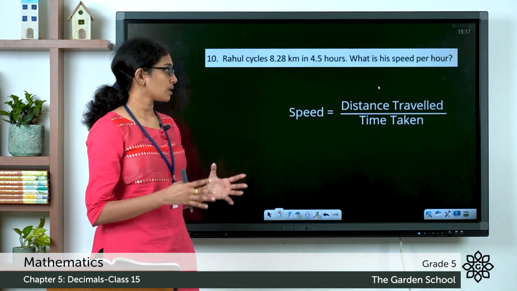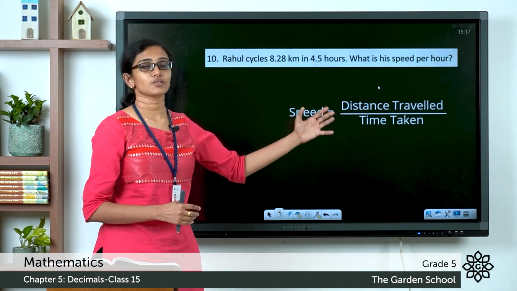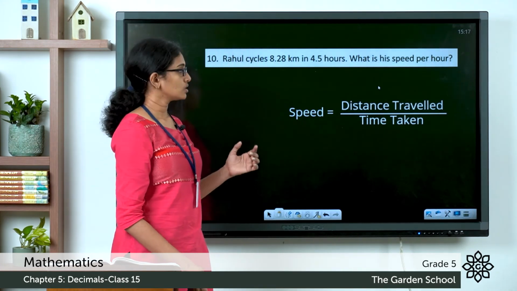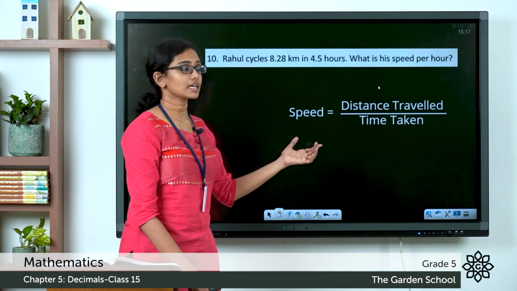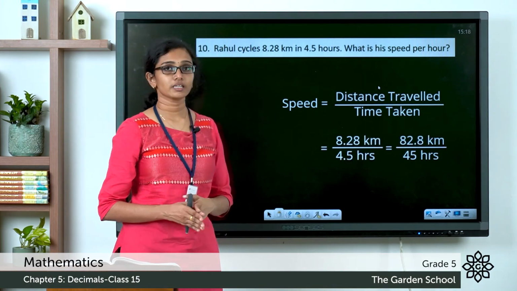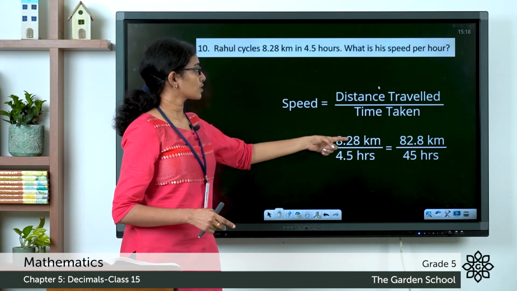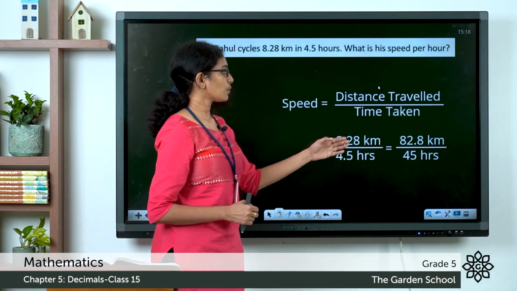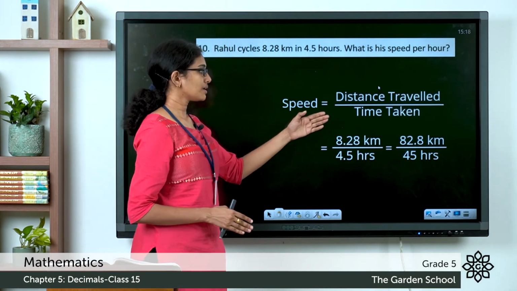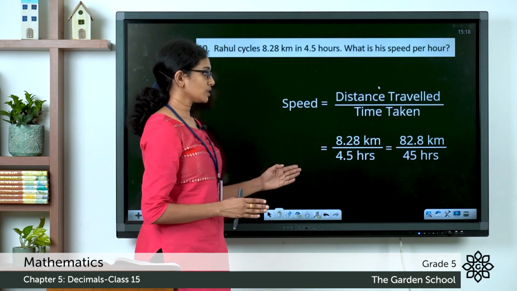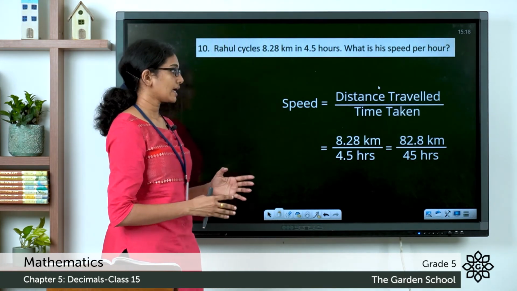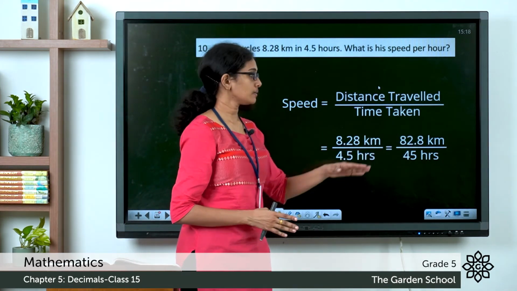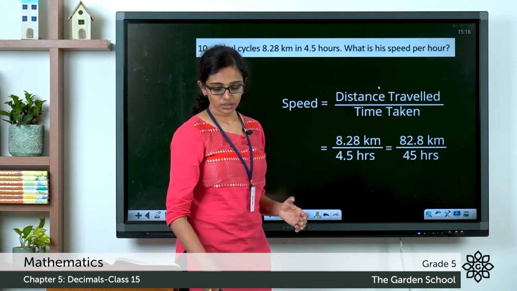With that data, from the formula, speed is equal to distance traveled by time taken. We can substitute the numbers, the data from the question. So, since speed equals distance traveled by time taken, the speed that Rahul cycles will be equal to distance traveled 8.28 km by the time taken 4.5 hours. Now, here it is 8.28 by 4.5. Decimal number divided by another decimal. So, shifting of the decimal point to the right has to be done, and that will make these numbers equal to 82.8 km by 45 hours. Now, let's do the division.